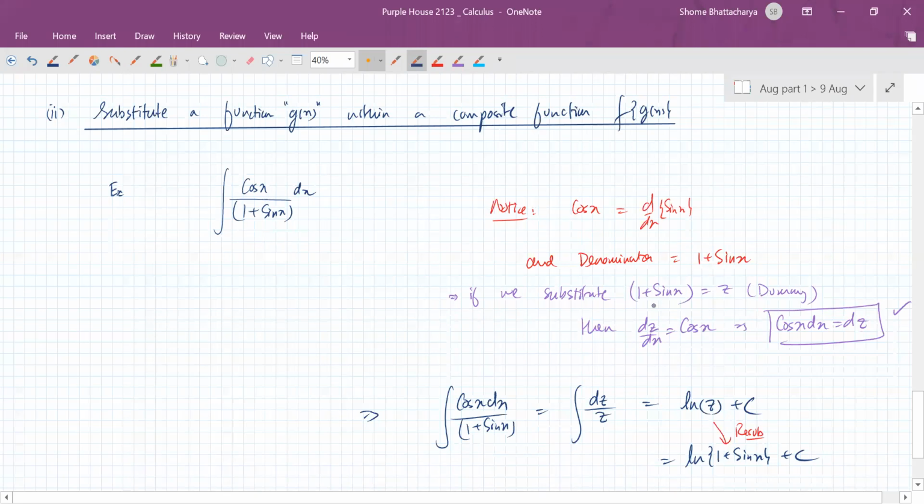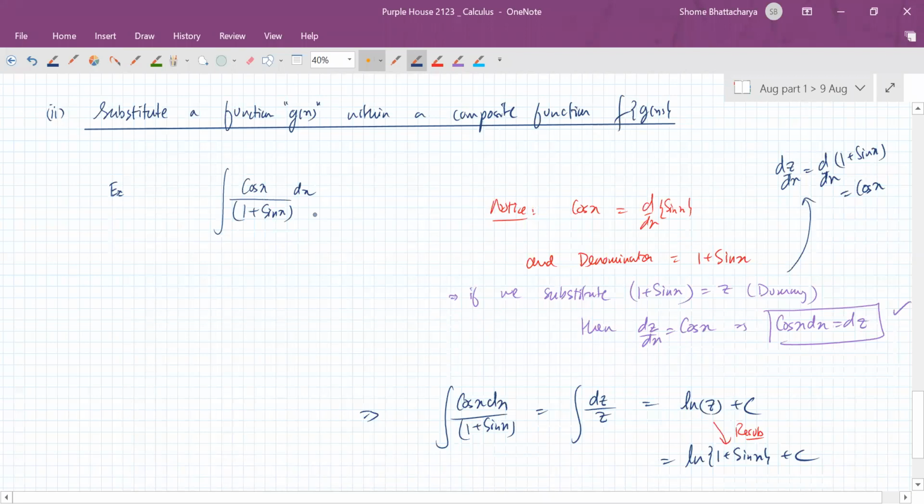Now if I differentiate 1 plus sin x, what will we get? If you differentiate this 1 plus sin x, we get cos x, which is the numerator. That is the only thing to understand in this, nothing else. Because when you differentiate the whole term 1 plus sin x, you get the term in the numerator, which is cos x. Therefore, we will substitute 1 plus sin x, the whole denominator, as the dummy variable z.